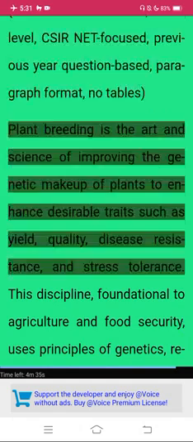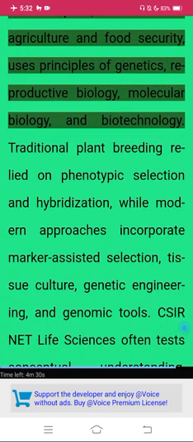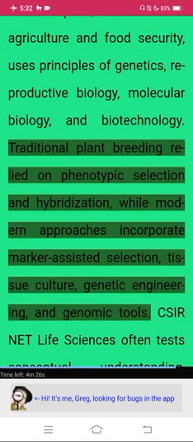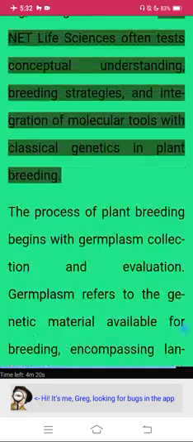Paragraph format. No tables. Plant breeding is the art and science of improving the genetic makeup of plants to enhance desirable traits such as yield, quality, disease resistance, and stress tolerance. This discipline, foundational to agriculture and food security, uses principles of genetics, reproductive biology, molecular biology, and biotechnology. Traditional plant breeding relied on phenotypic selection and hybridization, while modern approaches incorporate marker-assisted selection, tissue culture, genetic engineering, and genomic tools. CSIR NET Life Sciences often tests conceptual understanding, breeding strategies, and integration of molecular tools with classical genetics in plant breeding.